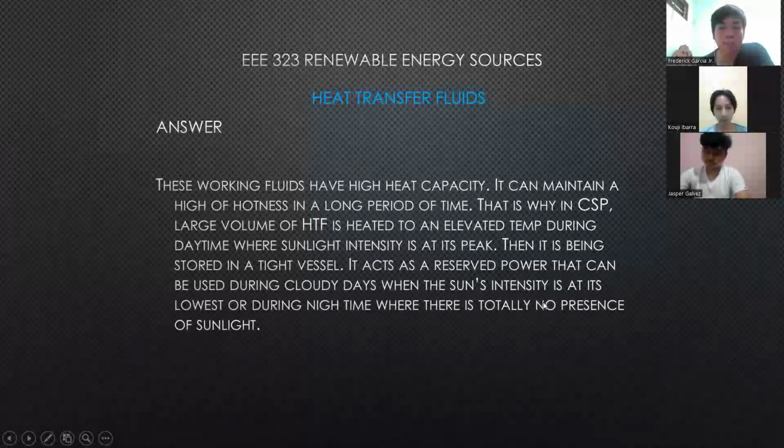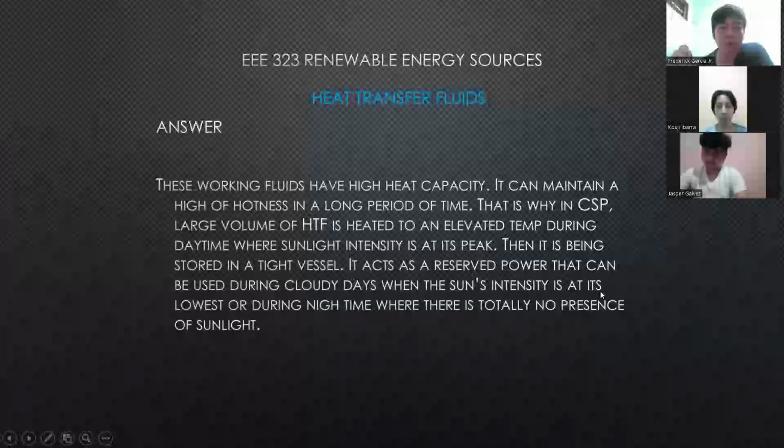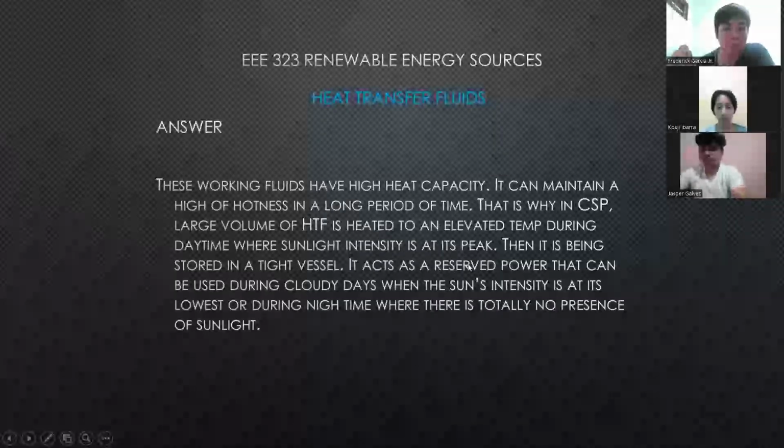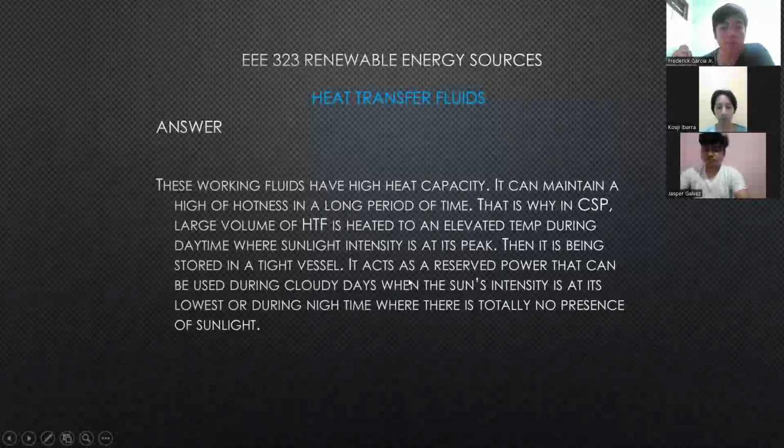That is why in CSP, a large volume of HTF is heated to an elevated temperature during daytime where sunlight intensity is at its peak. Then it is stored in a tight vessel. It acts as a reserve power that can be used during cloudy days when the sun's intensity is at its lowest, or during nighttime where there is totally no presence of sunlight. It essentially acts as a backup or a battery to buffer when the sunlight gets weak.